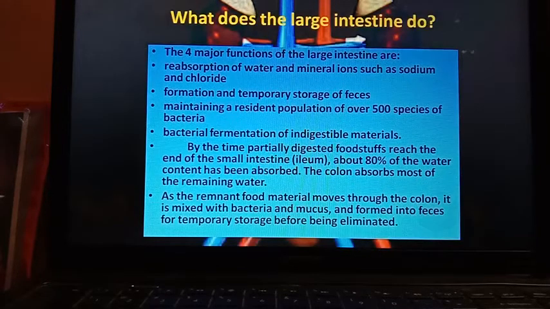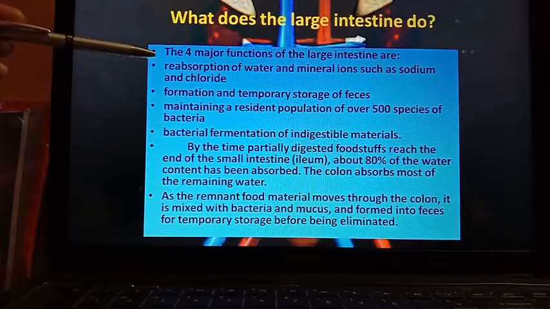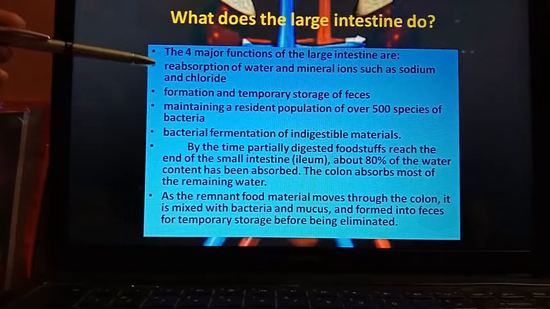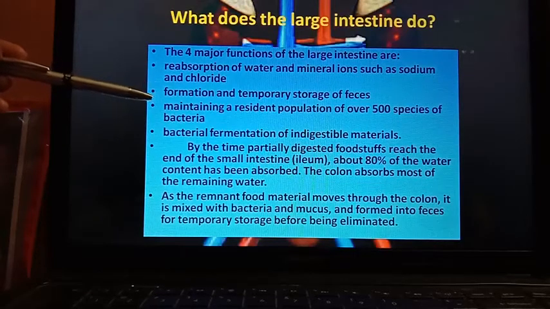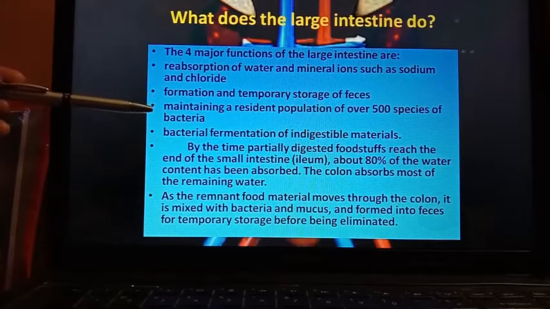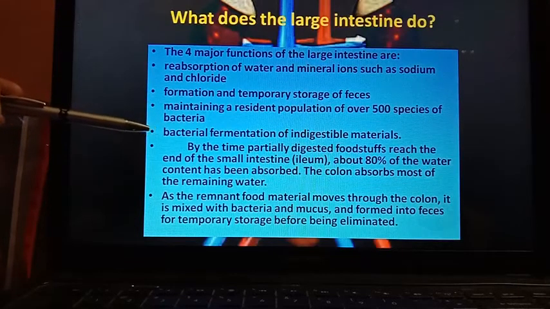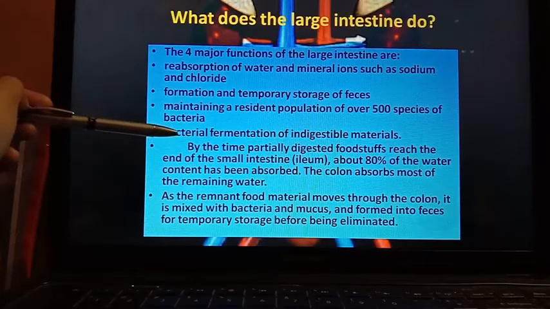What is the general function of the large intestine? The four major functions of the large intestine are: firstly, it reabsorbs the excess water and mineral ions such as sodium and chloride; formation and temporary storage of feces or stools; maintaining a resident population of over 500 species of bacteria; and bacterial fermentation of indigestible materials. Very important. It contains bacteria for the fermentation of indigestible materials, which are not digested in the small intestine.